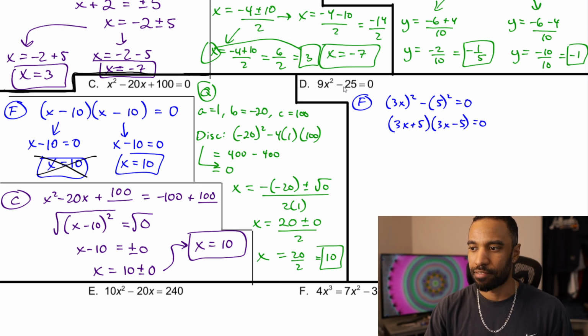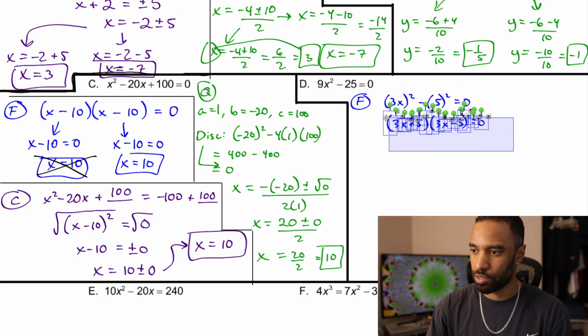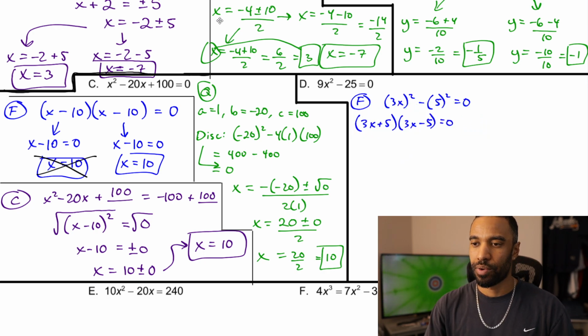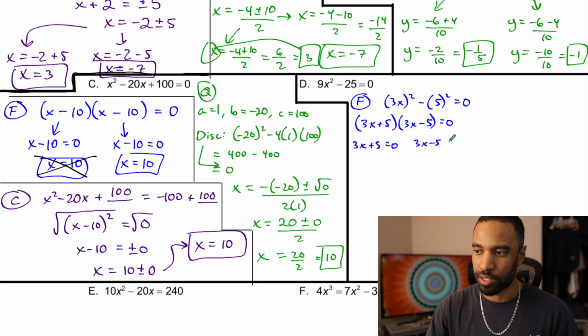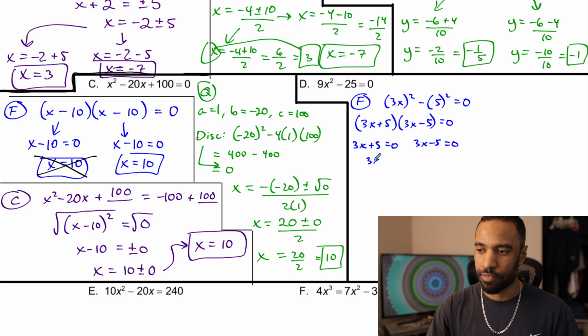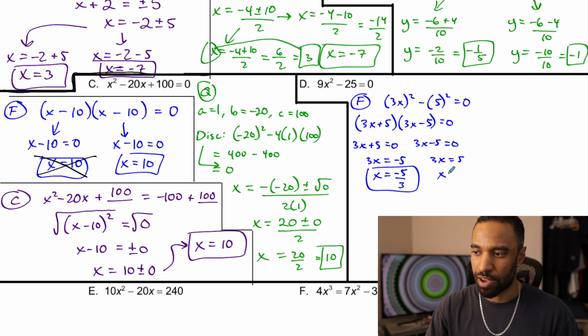If 3x plus 5 times 3x minus 5 equals 0, hang on a second, that did not do what I wanted it to do. There we go. 3x plus 5 times 3x minus 5 equals 0. Either 3x plus 5 equals 0 or 3x minus 5 equals 0. Here I subtract 5 from both sides and I divide both sides by 3. I get x equals negative 5/3. And here I add 5 to both sides and then I divide both sides by 3 like that. And I get that answer.